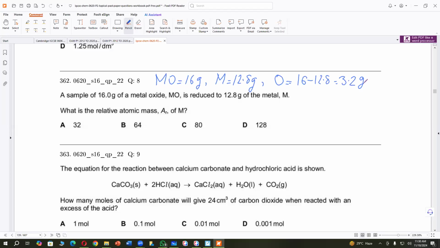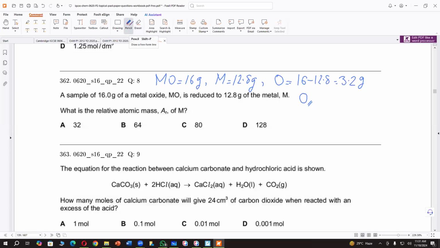How do you do this? You have to use, because he says a sample of 16 grams. So we know oxygen, but what is the molar mass of oxygen? What is the relative atomic mass of oxygen? It's 16. Good. Now make a ratio. So I start with oxygen. The relative atomic mass of oxygen is 16. So I will apply a ratio.